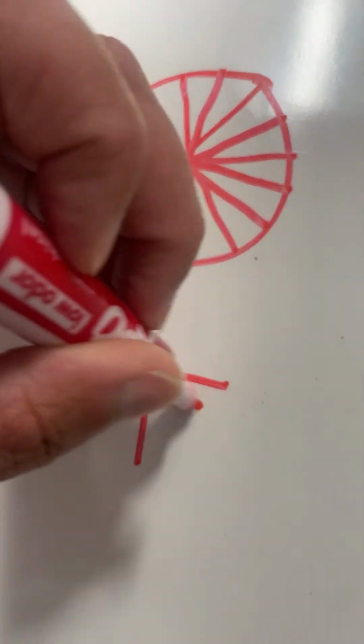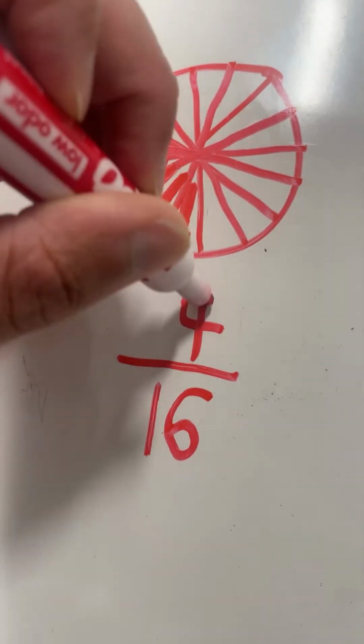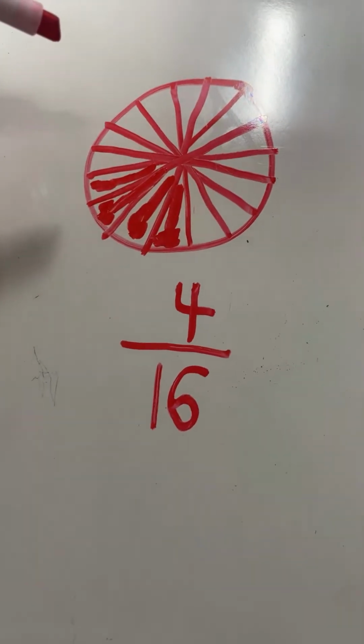So 16 is our denominator, and 1, 2, 3, 4 of the parts are shaded. So this fraction model represents 4/16.